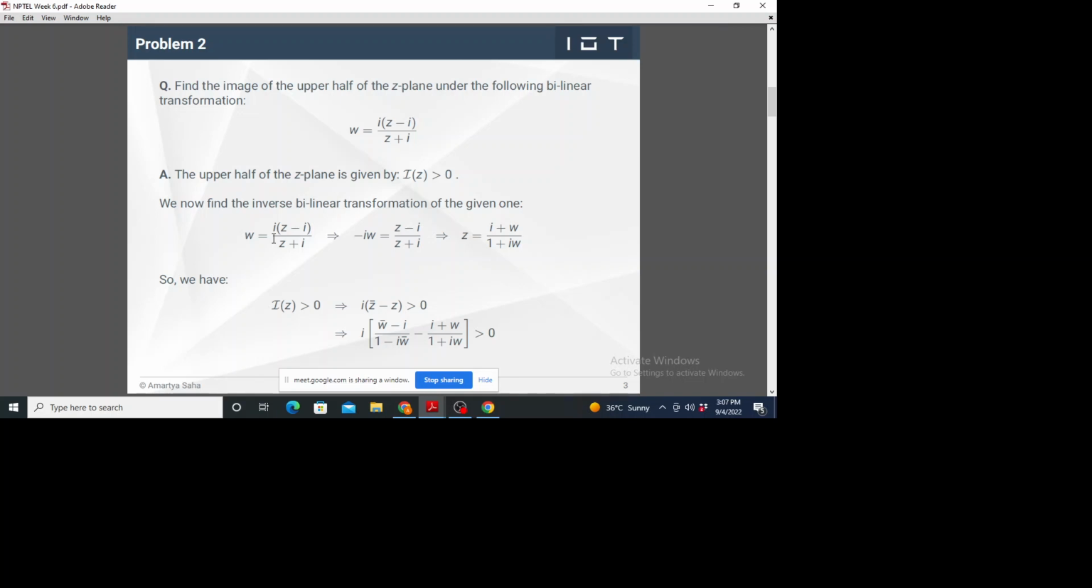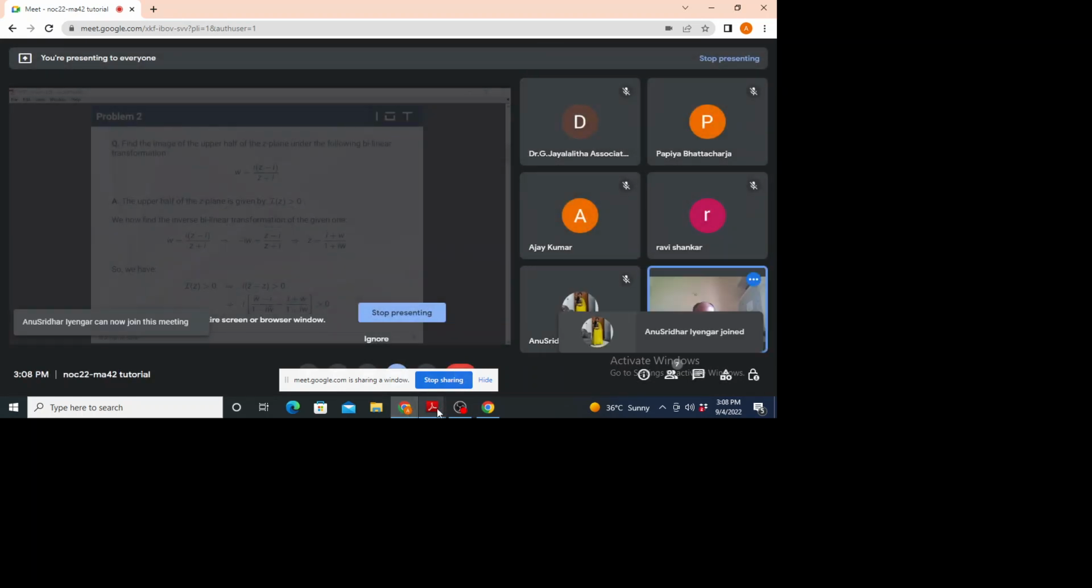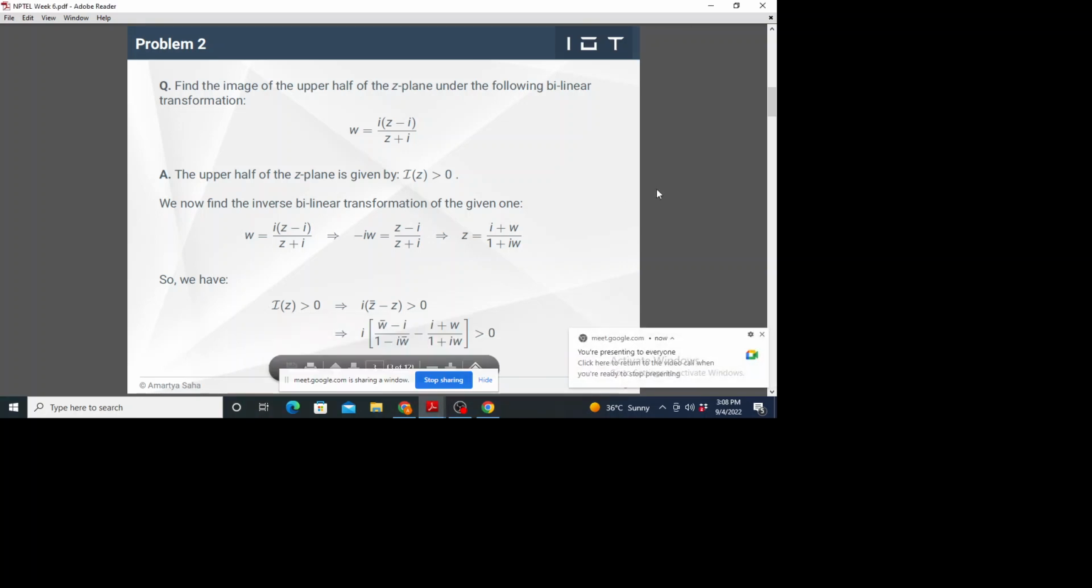So to utilize the restriction that is given on z, we have to express z as a function of w. So that is why I have inverted the given relation. So now we shall directly use the given restriction. Imaginary z is greater than 0. That means the same thing, i times (z bar minus z) greater than 0. And then I have simply substituted this z equal to f(w) here.